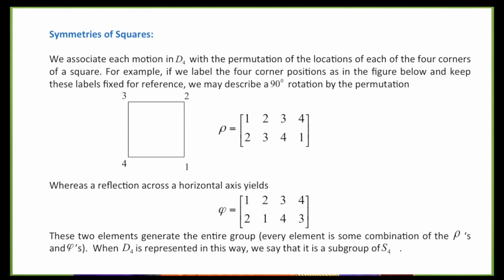That is, every element is some combination of the rhos and pis. When D of 4 is represented in this way, we say that it is a subgroup of S of 4. Now we shall see about the properties of permutations.